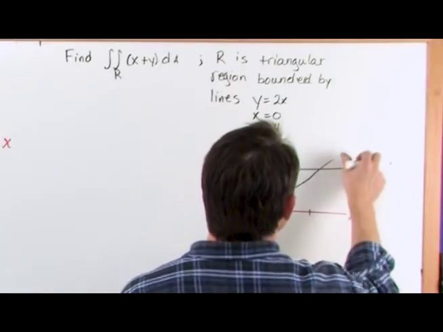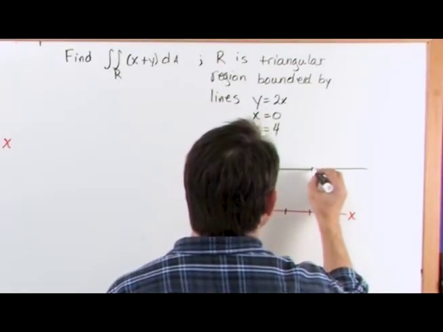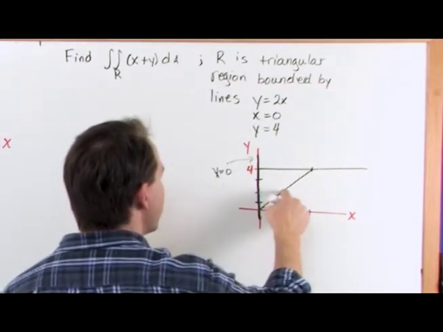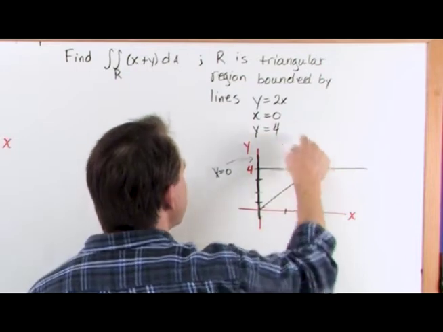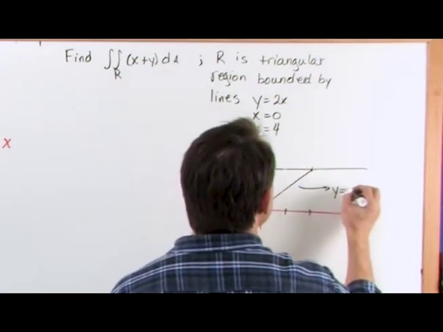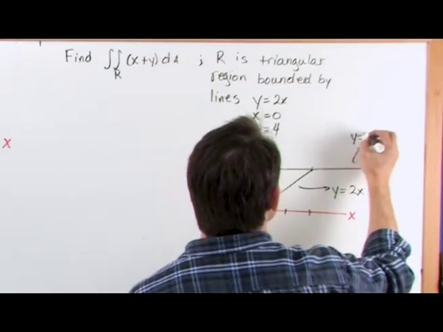So it goes through this point here, and it might look something like this. Okay, I drew that in a bad way. It needs to go basically through this point here. So you see it goes up 2 over 1, up 2 over 1. That's because the slope is equal to 2. This is y is equal to 2x. This is y is equal to 4.